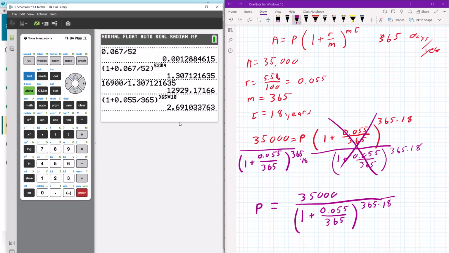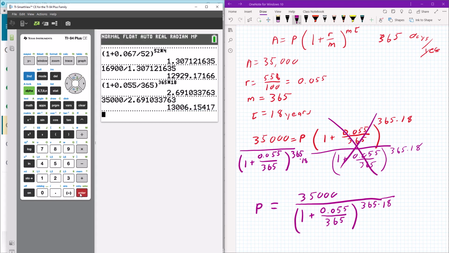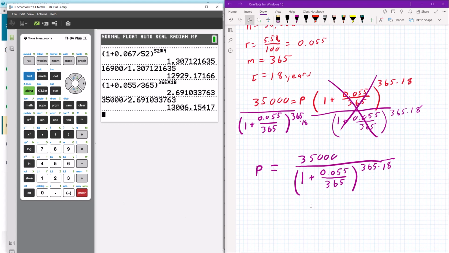Okay, so now what I want to do to figure out my present value, I want to divide 35,000 by this quantity right here. That'll be 35,000 divided by, you don't need to write this in, just go up there and highlight it, enter, enter. That should be your answer. Now they want this to the nearest dollar. Okay, we can do that. I should have checked that before I did the last problem.